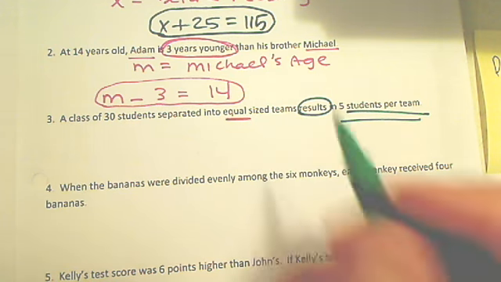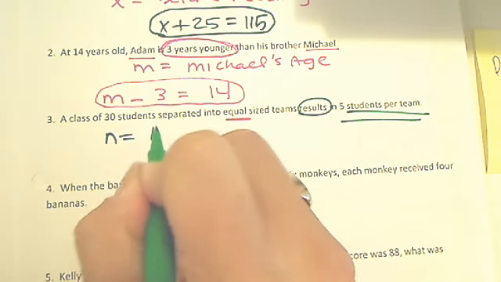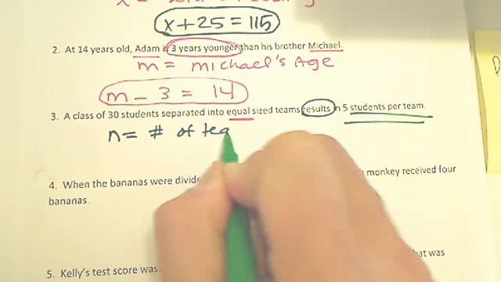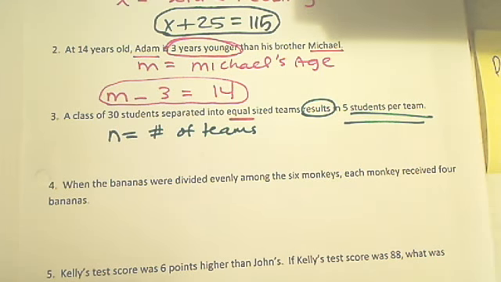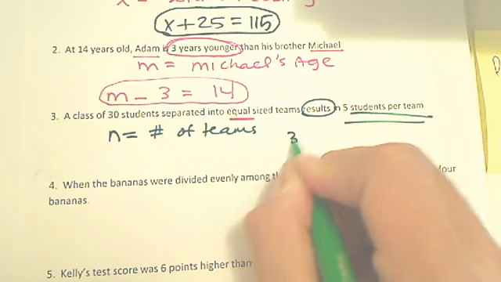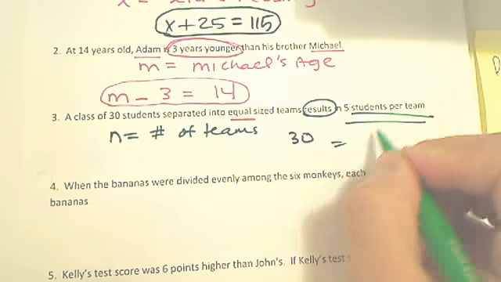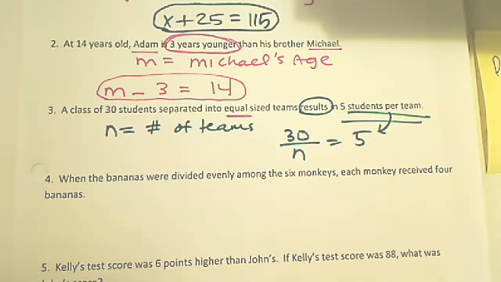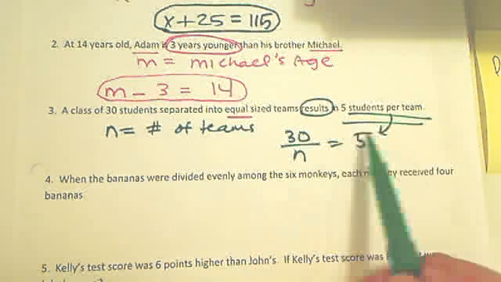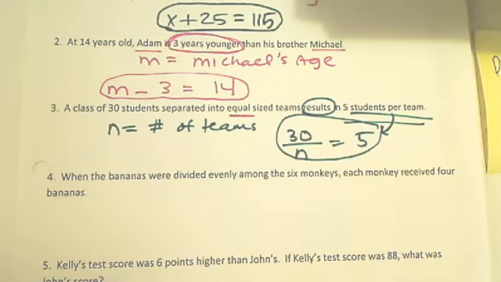Let's let n equal the number of teams. We have a total of 30. What operation do I have to use so that I have 5 per team? Divide. 30 divided by n. 30 students divided by the number of teams equals 5. Again, we're not solving them out, we're just identifying the equation.